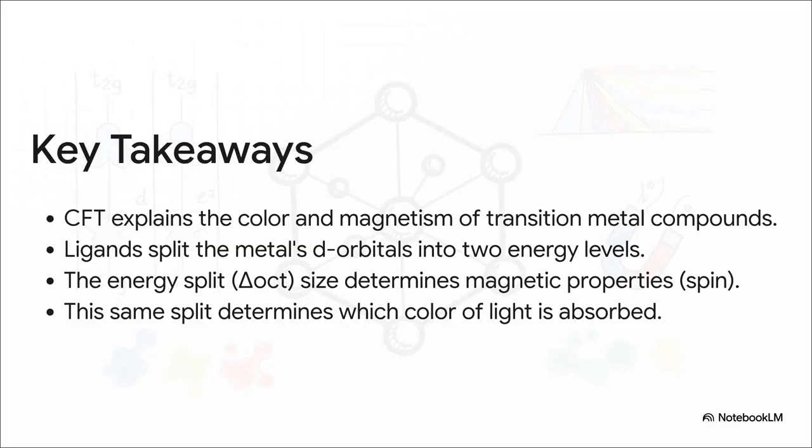So let's just pull this all together. It all boils down to one simple, powerful idea. Those surrounding ligands split the energy of the d orbitals. That energy gap, that delta oct, is the master key. The size of that gap tells the electrons how to arrange themselves, which explains the magnetism, and that exact same gap tells the compound which specific color of light to absorb, which explains its brilliant color.